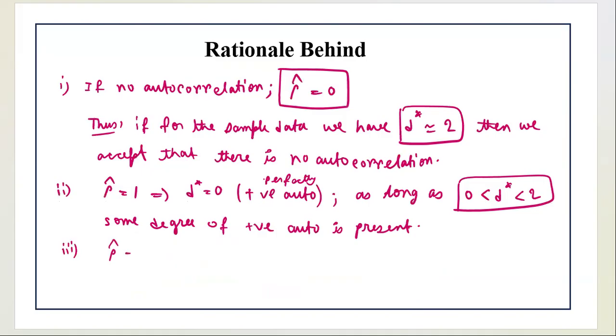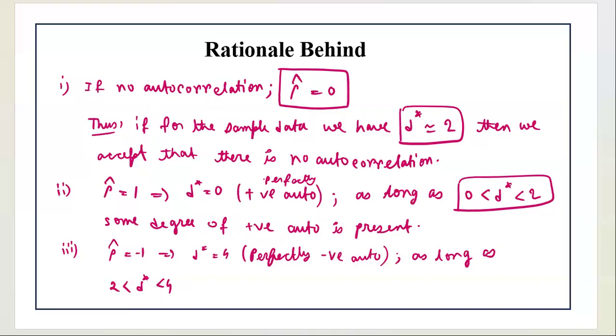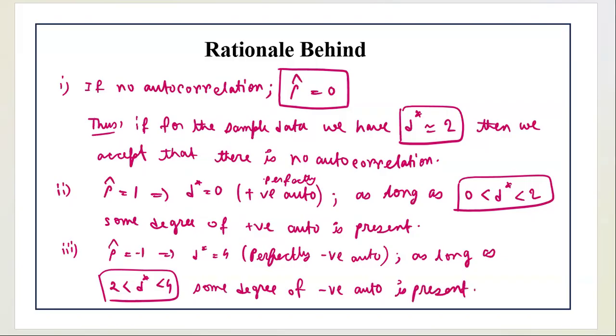If the rho cap value is exactly -1, the D star value is exactly 4, which is perfectly negative autocorrelation. And as long as this value lies between 2 and 4, some degree of negative autocorrelation is present, and it gets stronger and stronger as the D star value approaches 4.